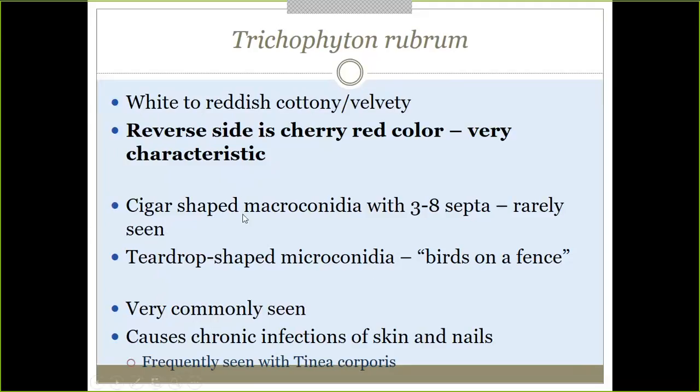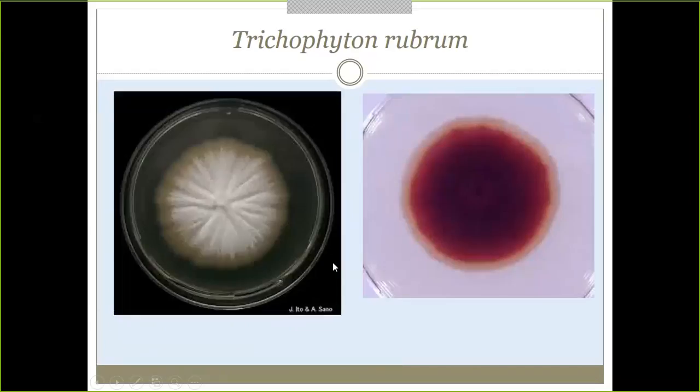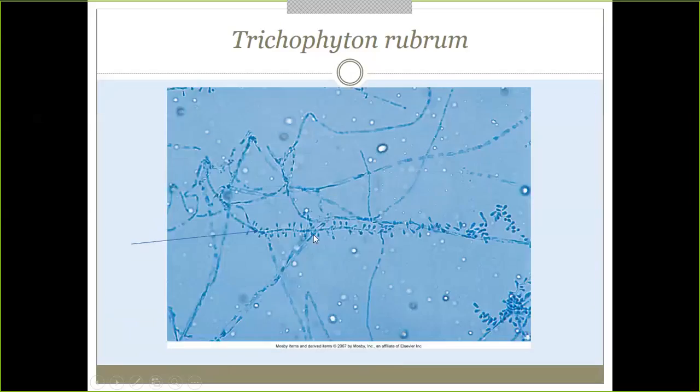When you look at it under the microscope, you will see that it has cigar-shaped macroconidia and tear-shaped microconidia that are said to have a birds on a fence look. So I will come back to the slide. I know I skipped some stuff. So here's what it looks like on the agar, the white kind of cottony on the top, and then that reverse side being cherry red. And then here's the birds on a fence with the microconidia. Isn't that little? It's kind of cute. You can kind of picture that they look like little birds.